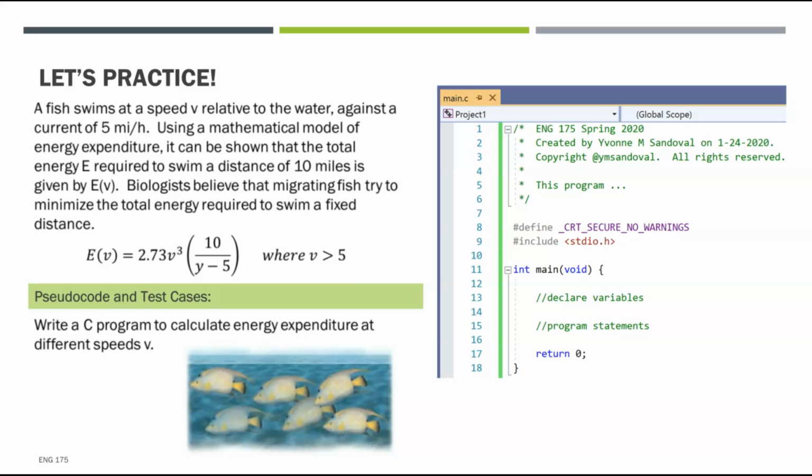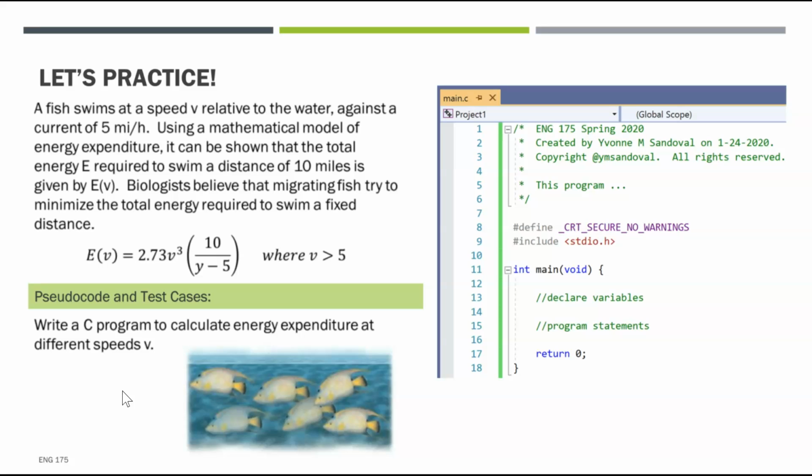Okay, so V is our input. V is the speed relative to the water. Once V gets input, we're going to get output E, which is the energy. Here's the formula for calculating E(V). What we want to do is write a program to calculate energy expenditure at different speeds.